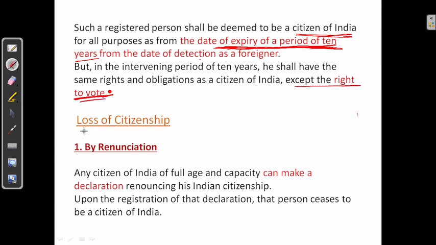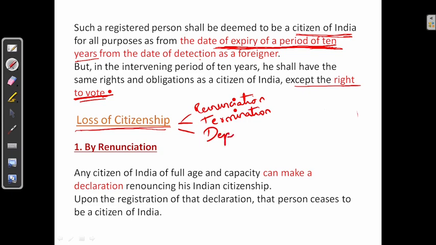Next, let us see the loss of citizenship. Loss of citizenship by renunciation, by termination, by deprivation. Okay, first let us see loss of citizenship by renunciation.